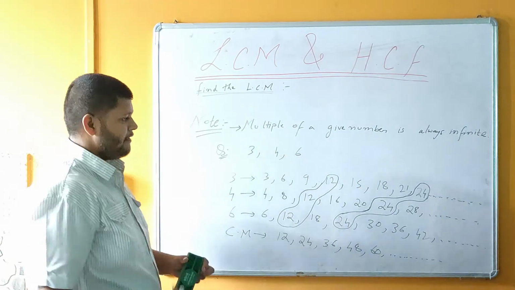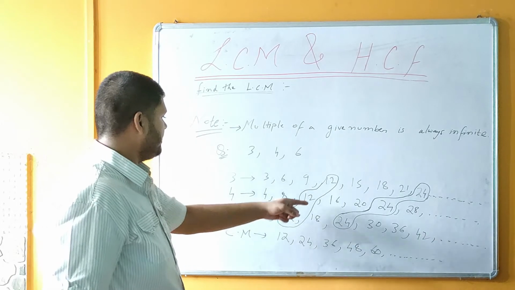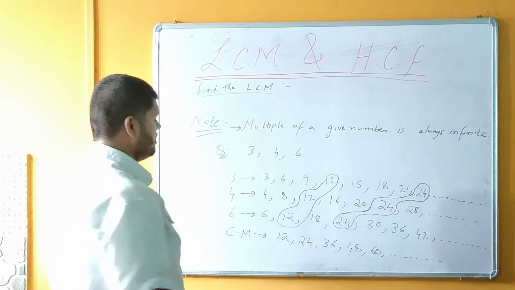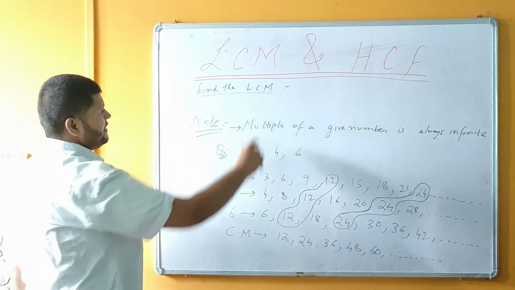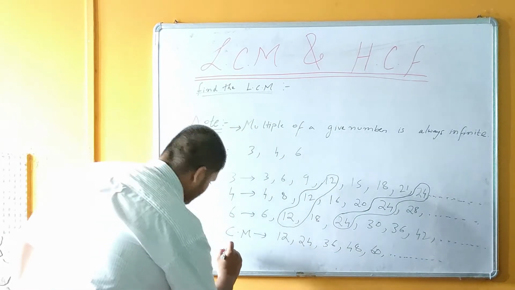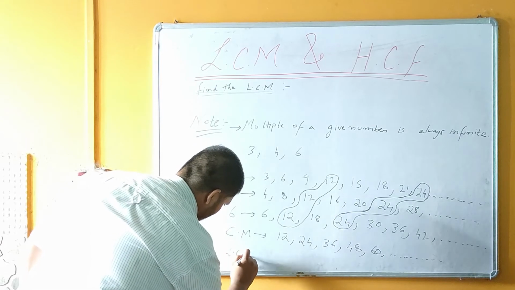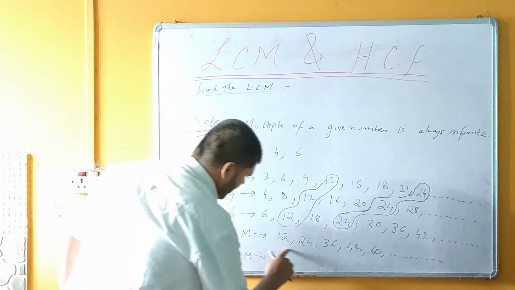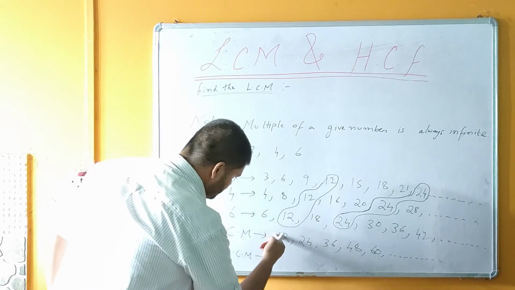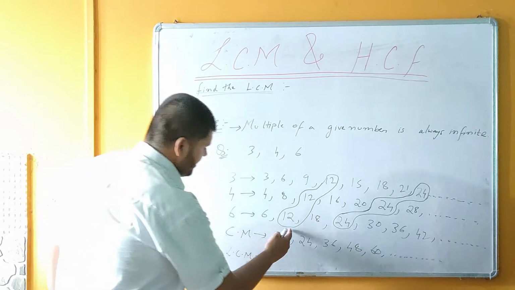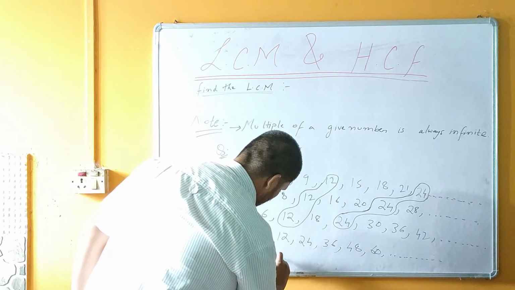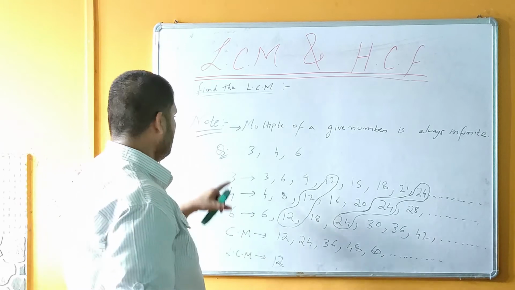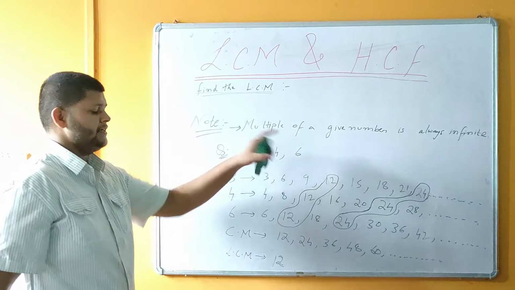Now we have found the common multiples of these three numbers, that is 3, 4 and 6. But our job is to find out the LCM. So we will write LCM is nothing but lowest common multiple. This is the common multiple. In this we have to see which one is the lowest. The lowest is 12. So 12 is the lowest common multiple between 3, 4 and 6.